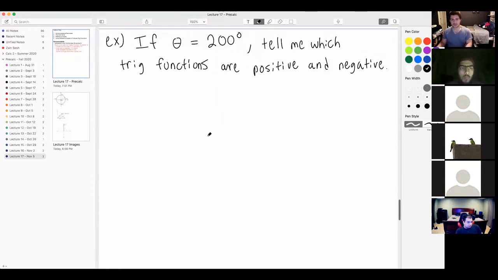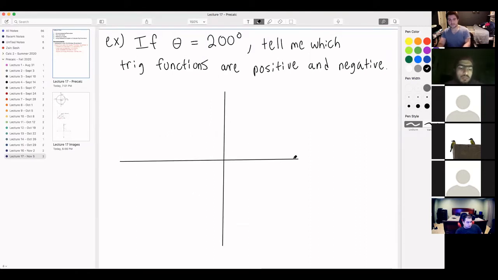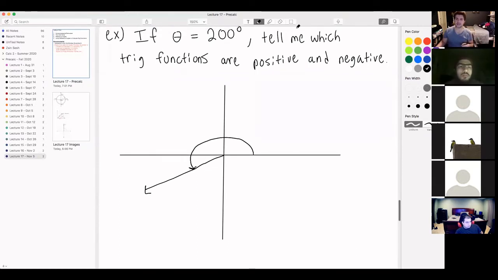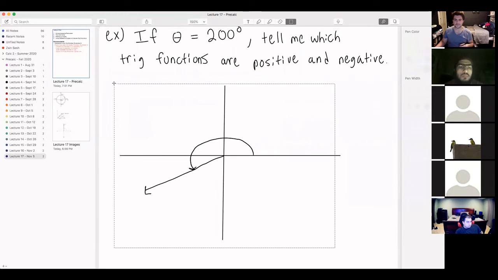All right, so I'm just going to draw an XY plane. Now 200 degrees, that means if this is 180, then 200 will be a little past 180. So it'll be about there. Okay, good. So now it's clear which quadrant we are in. So would anyone like to tell me how this plays out? Would someone like to answer this for me?